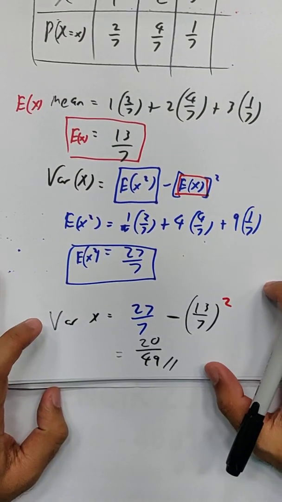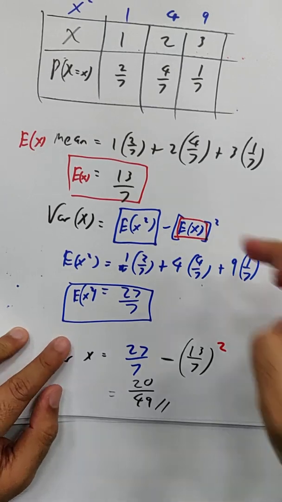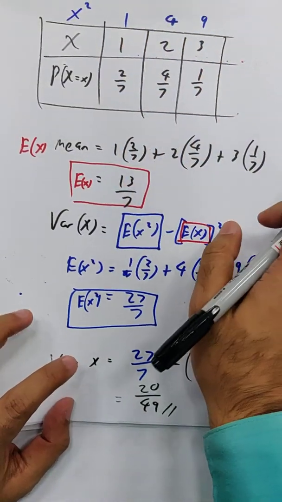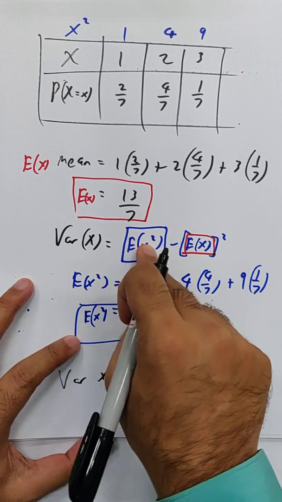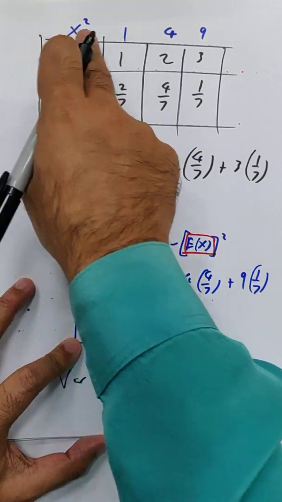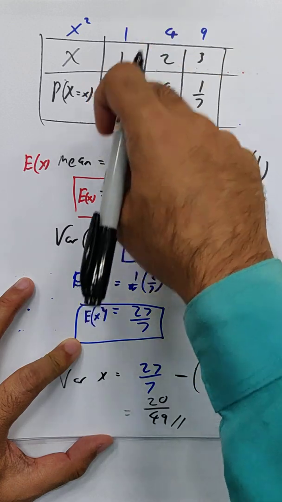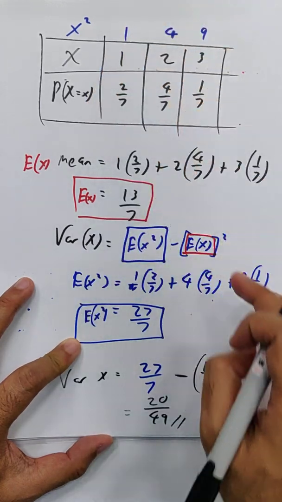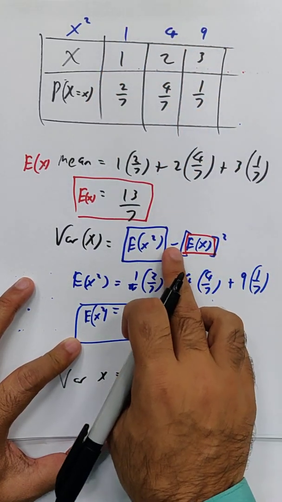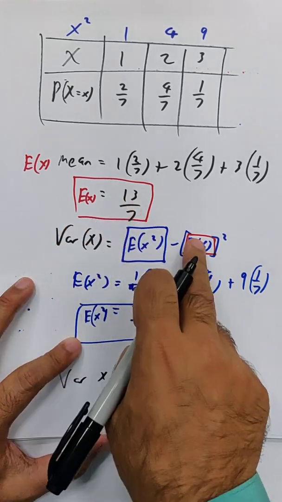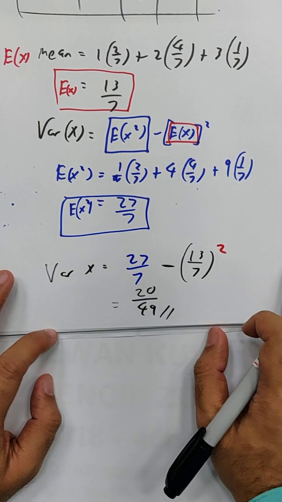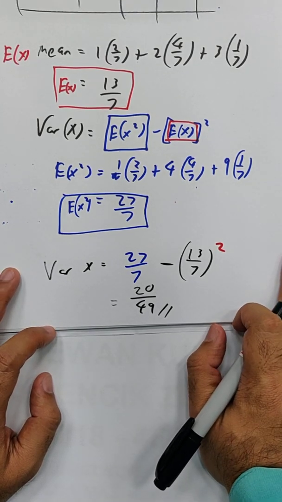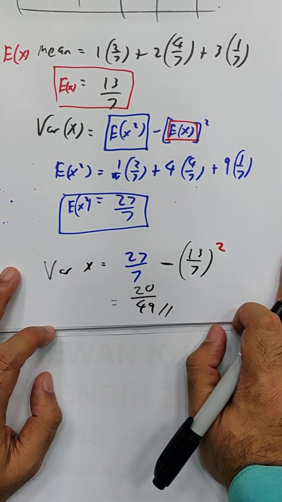Memorize the pattern. For mean, just times them, add them up. For variance, you need to have the x squared. How do I get the x squared? I square the x, and then I times this, add it up, minus the mean squared. Okay, you need to memorize the pattern. It's not that difficult yet. The word is yet.